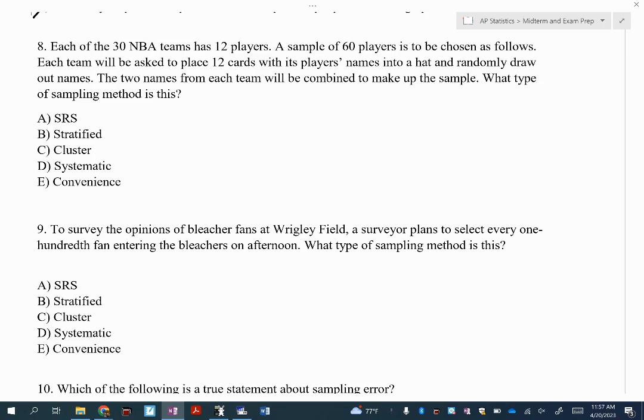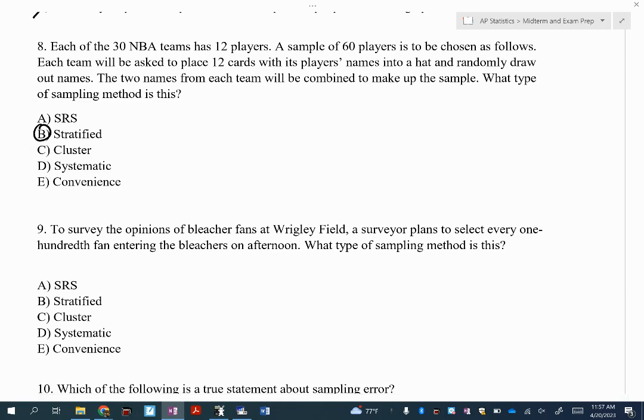All right. So they go to the first hat. How many do they take out of the first hat? Two. Second hat? Two. See where I'm going with this? Do you guys remember what we call it when you do a little bit from each one? It's stratified.